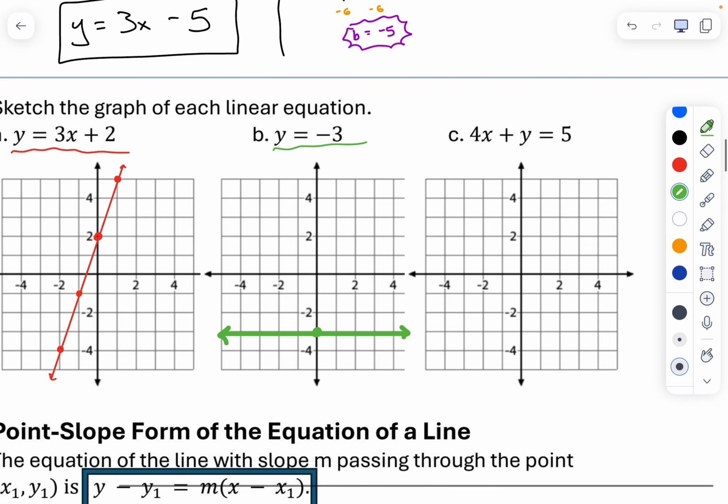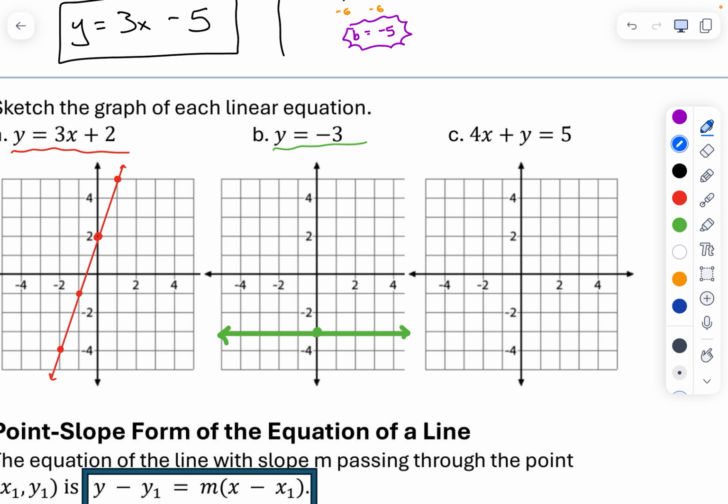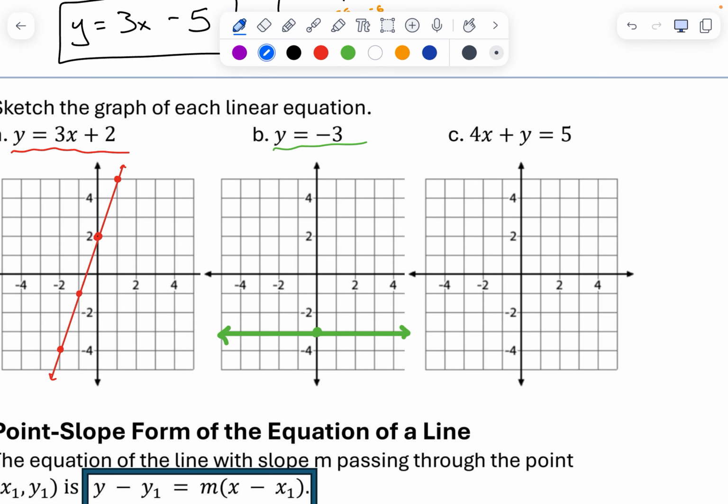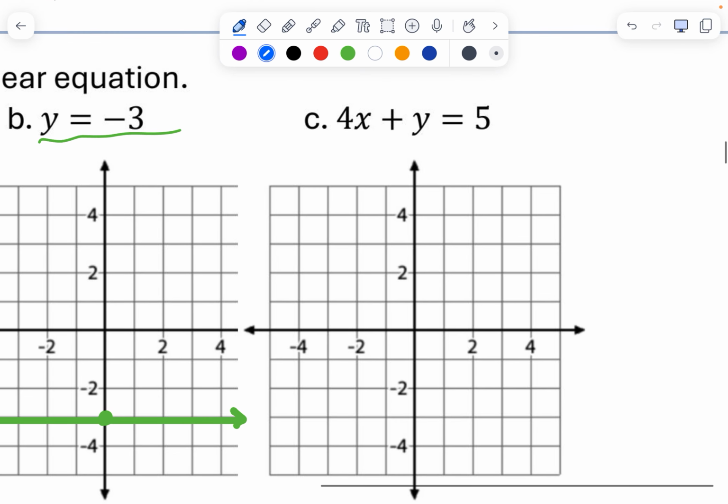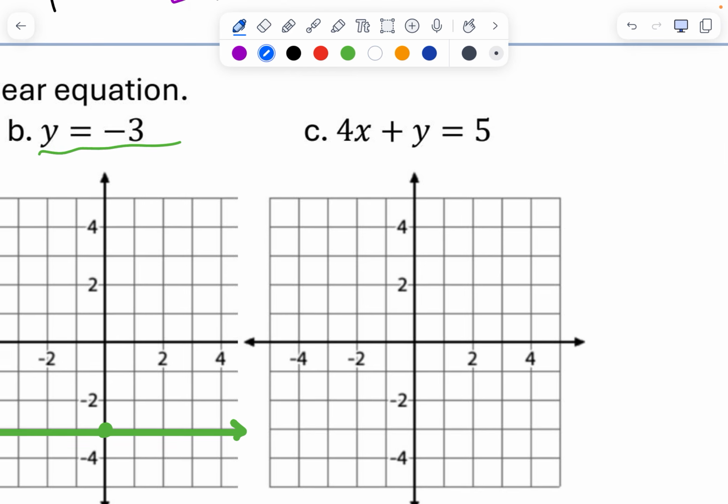All right, next up, we have a little bit of a problem. I wouldn't say it's a serious problem, but we do have a little bit of a problem. On A, we were able to just glance at it and say, oh yeah, the slope is this and the y-intercept is that.